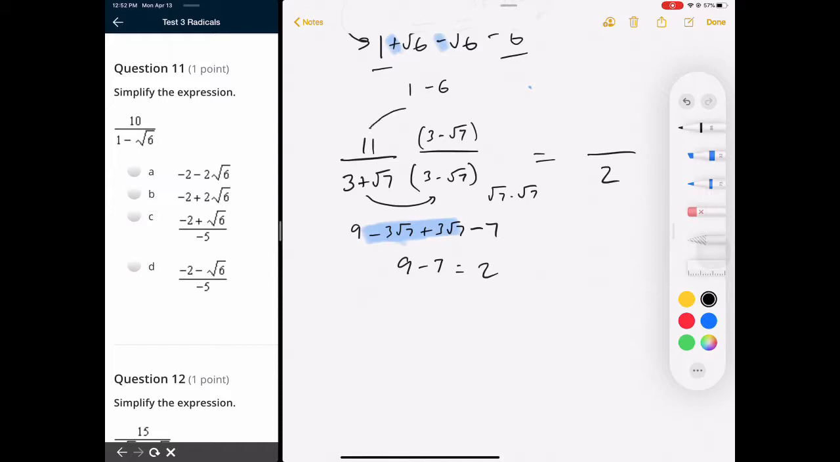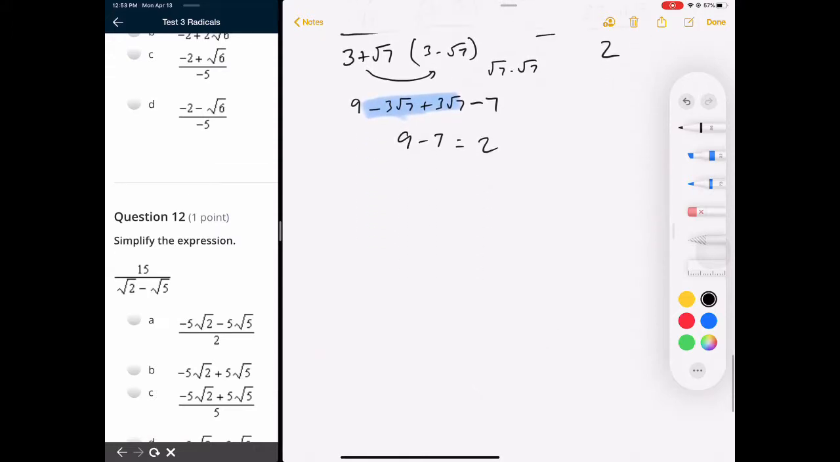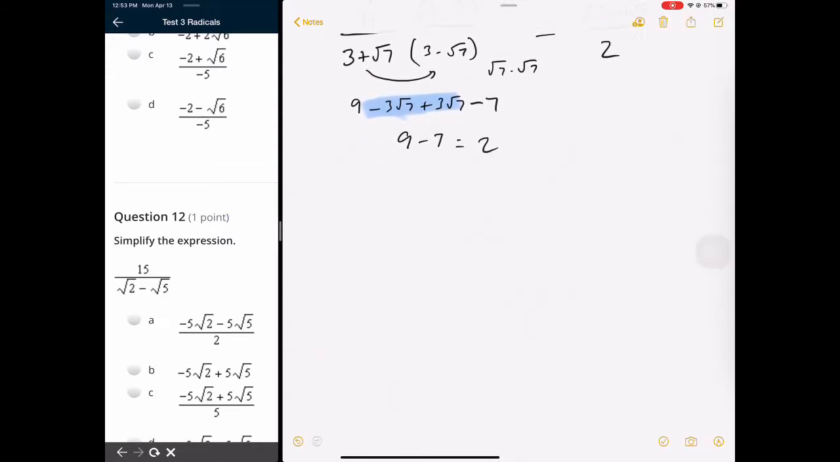If we distribute the 11 to the top, that's 33 minus 11 square root of 7. Because 3 times 11 is 33. And 11 times square root of 7 is just 11 square root of 7. Okay, that's just another side example. Okay, we're almost there. Our next question here is, what if I have 2 square roots on the bottom?